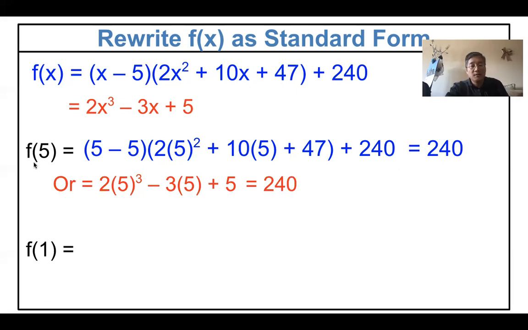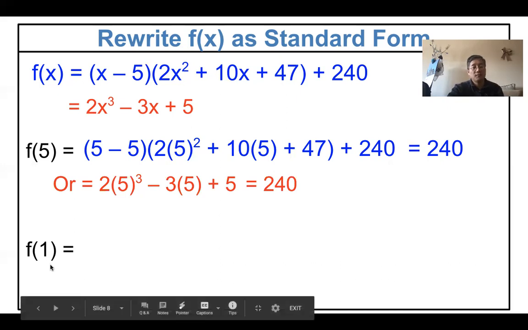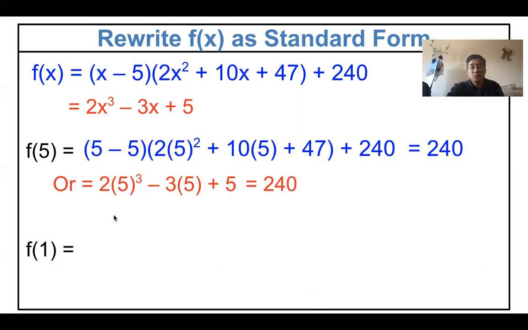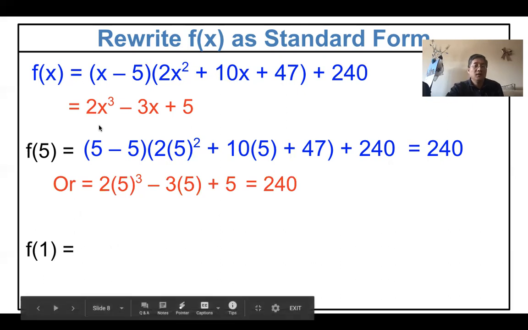Everybody understand, right? Then you know how to plug in f of 1. Either one you can choose. You don't need to do both. So choose the easier one, whatever you like. But it looks like the second one is easier for me for f of 1, right? So 2 times 1 to the third minus 3 times 1 plus 5 is equal to what? 4. Do you understand? Okay, let's stop here.